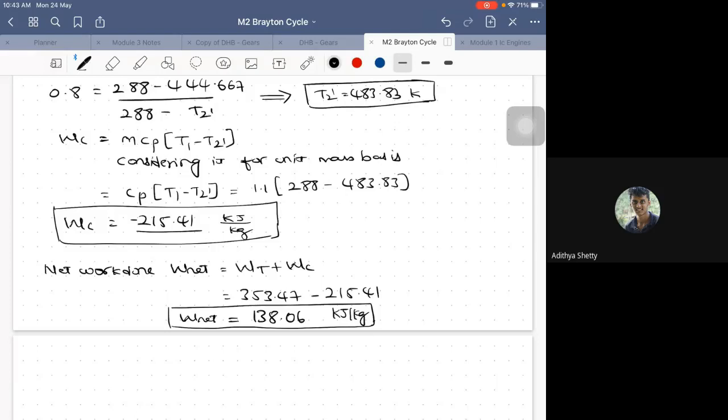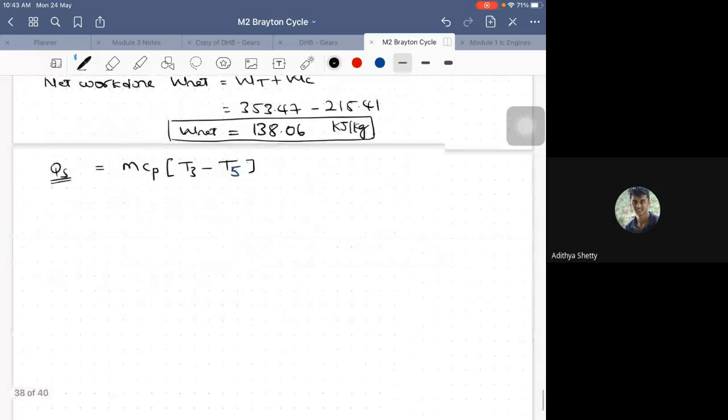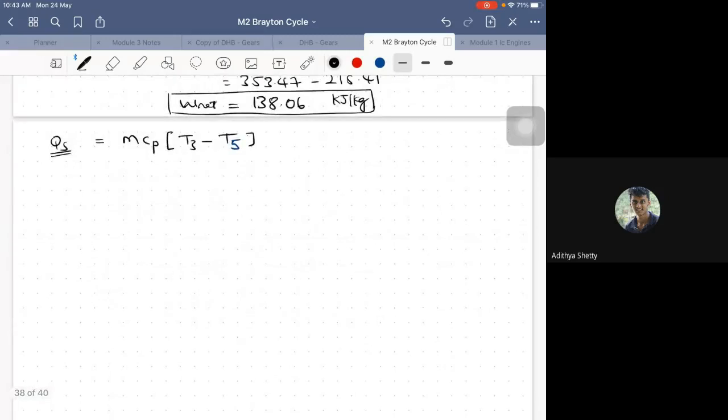Now you need to calculate the value of QS. So QS is given by what? It is mCp into T3 minus, not T2 dash, but here it is T5. For that, he has given us a clue, the effectiveness of a regenerator. So here you need to find out T5 now.